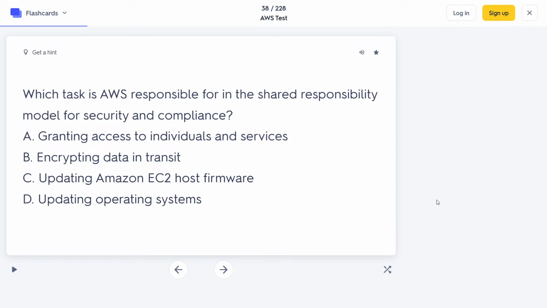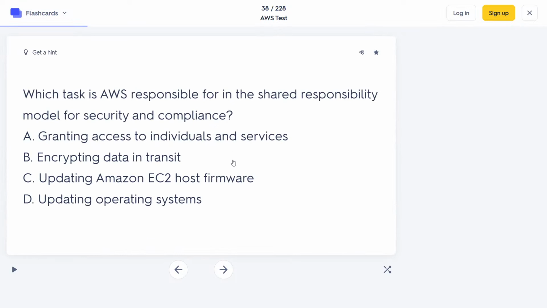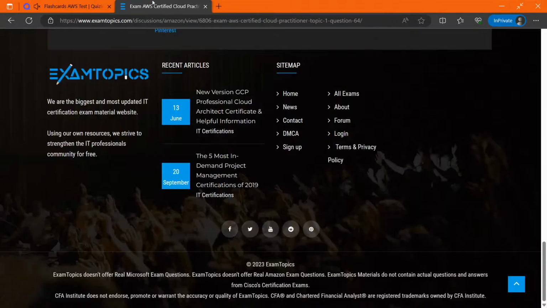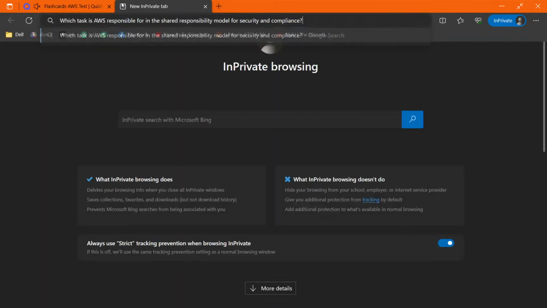Which task is AWS responsible for in the shared responsibility model for security and compliance? Granting access to individual users and services, that is our thing, I will say. Updating the operating system, well, we can control that on EC2, to be honest. Can we? Probably. Yeah, kind of. Updating Amazon EC2 host firmware. Encrypting data in transit. I will say C or B. It's B. Okay, I will need to Google this. Let's think about it. What does it mean by encrypting data in transit? I will need to search that. I'm not really good with that thing. Oh, what is that? Wait. Control V, enter.